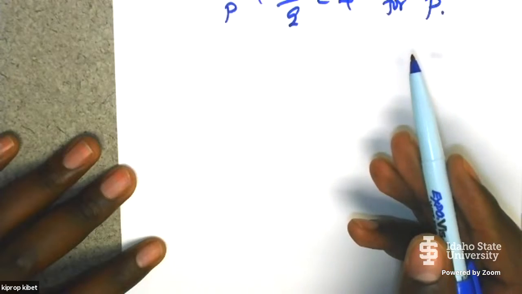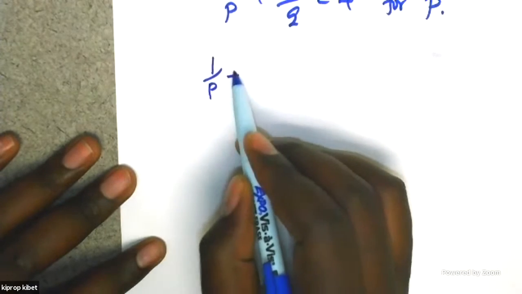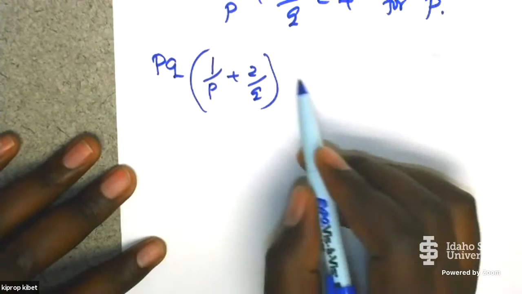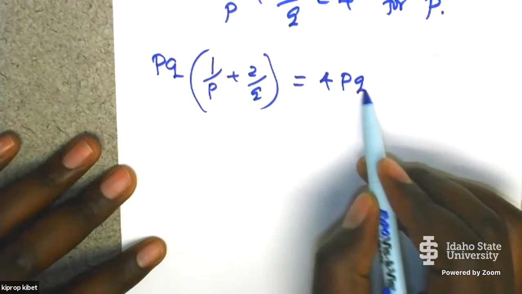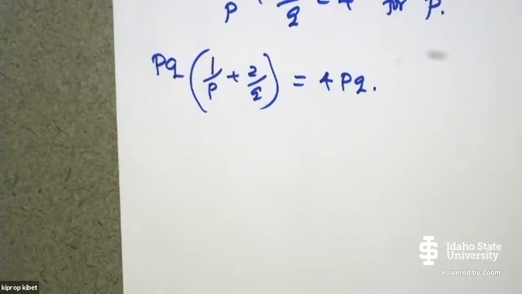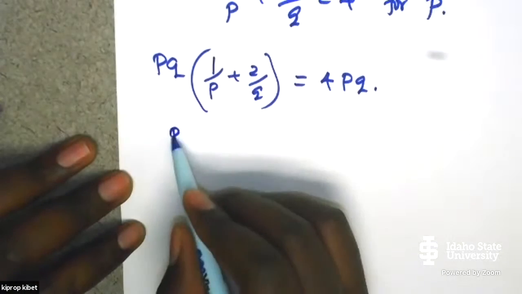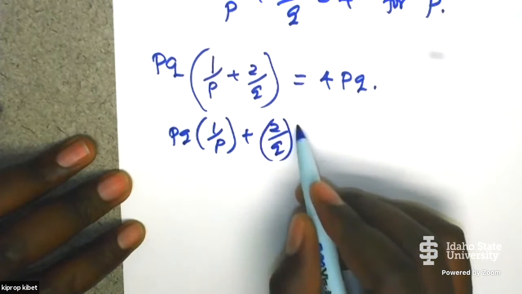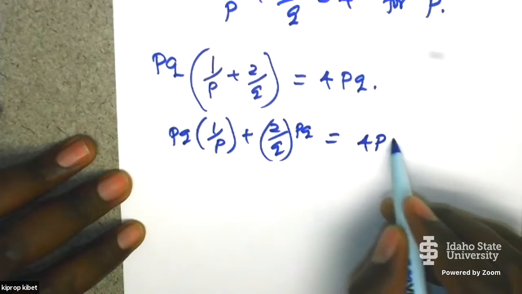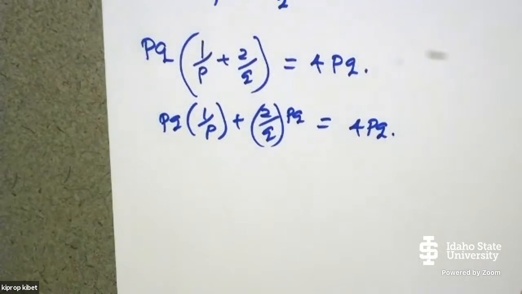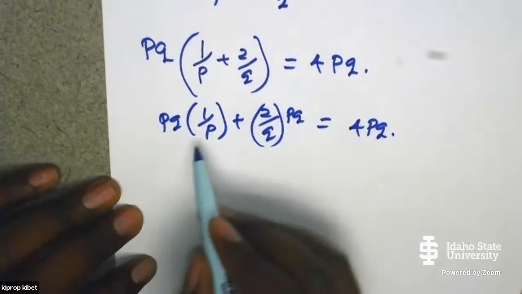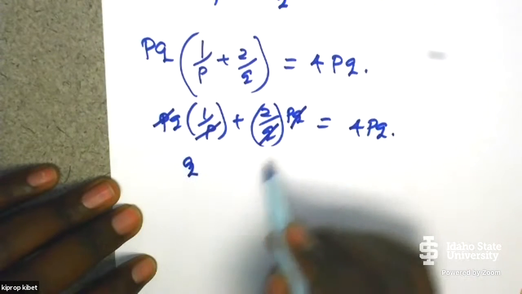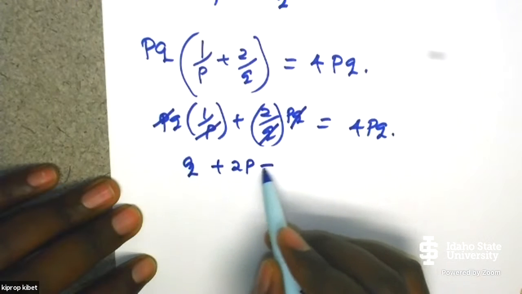The common denominator is what? It is PQ, right? So 1 over P plus 2 over Q, we multiply by PQ. What you do on this side, you also do on the other side. So when you open these brackets, it will be PQ times 1 over P plus 2 over Q, multiplied by PQ equals 4PQ. So that and that will cancel, you remain with Q. This and that will cancel, you remain with plus 2P equals 4PQ.